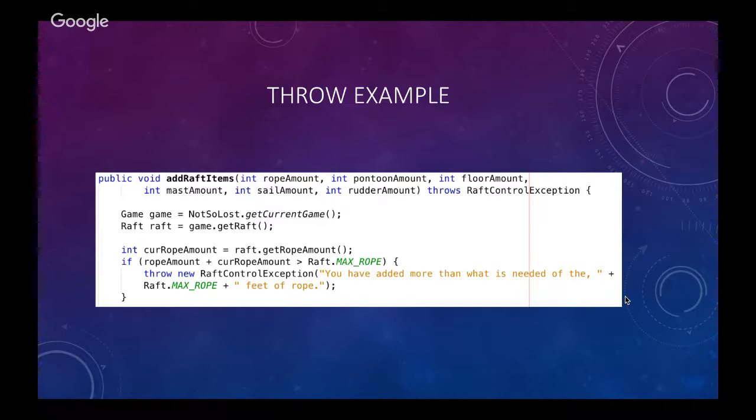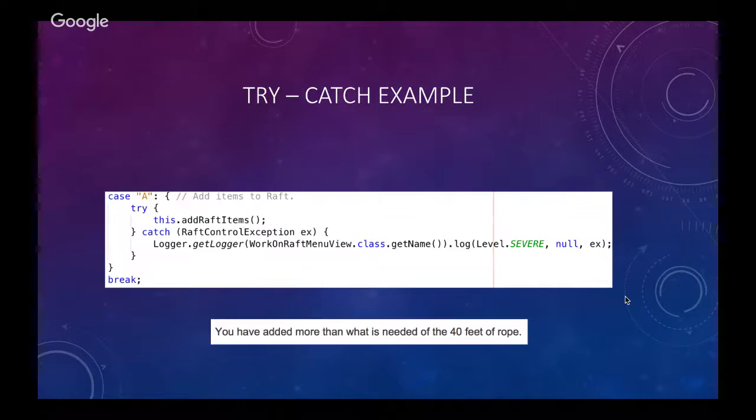In this example, the user has added too much rope, so it says, you've added more than what is needed of the 40 feet of rope. In the catch, we see that demonstrated in the try-catch example associated with the raft items. When they try to add, the raft control exception is invoked, and it states you have added more than what is needed of the 40 feet of rope.